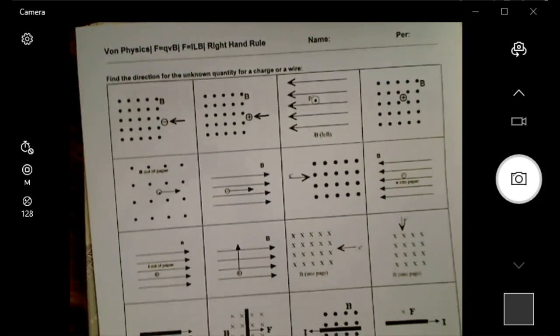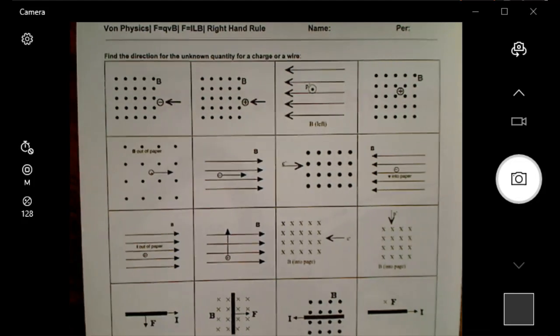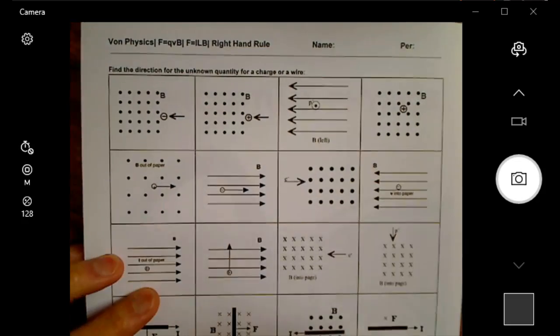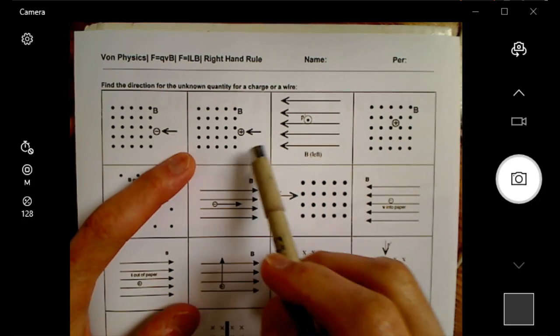So you guys had some problems here to work on. They look like this. So we'll take a look at these examples here. The first row here, we're going to take a look at. I'm actually going to skip this one. I'm going to go to the second one first.